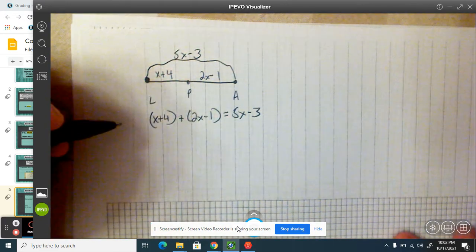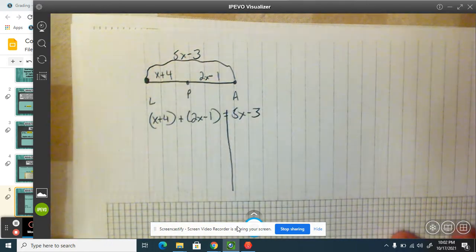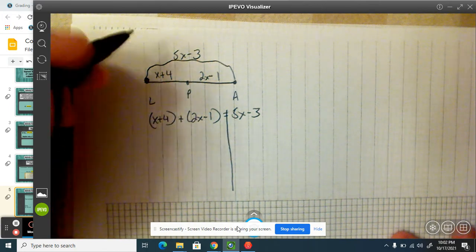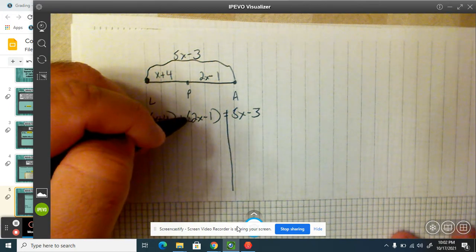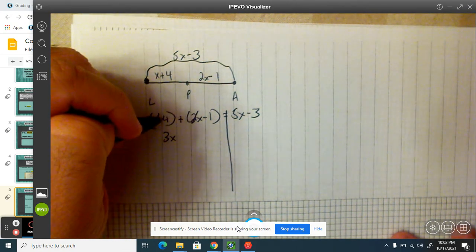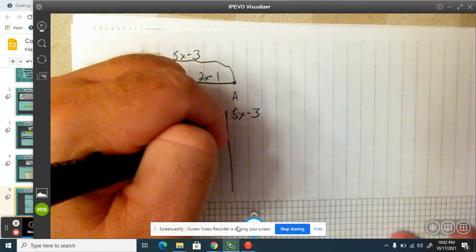So that's exactly how you're going to set it up. Now, you have this equal sign in between, so we need to do some things. First of all, here, we need to combine like terms. x plus 2x is 3x. 4 plus negative 1 is 3.